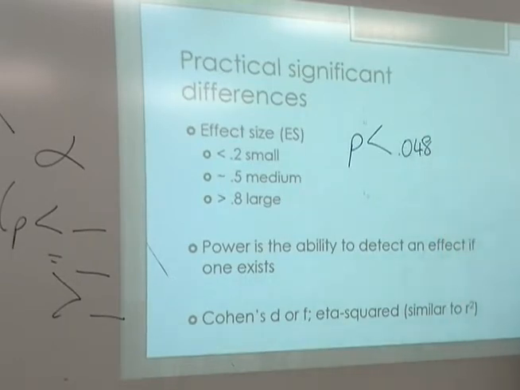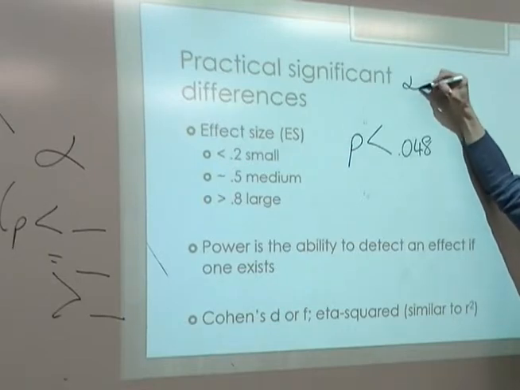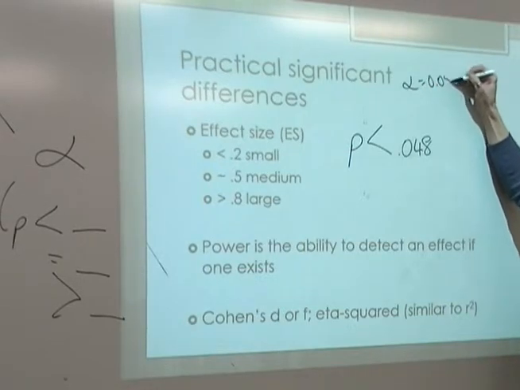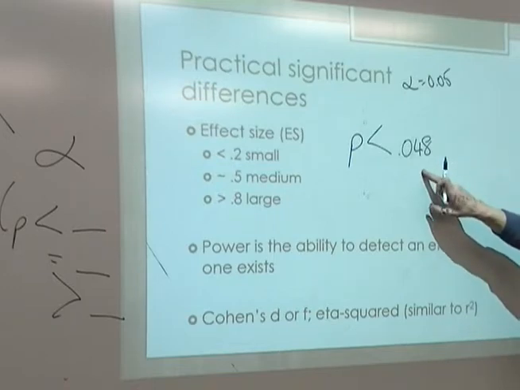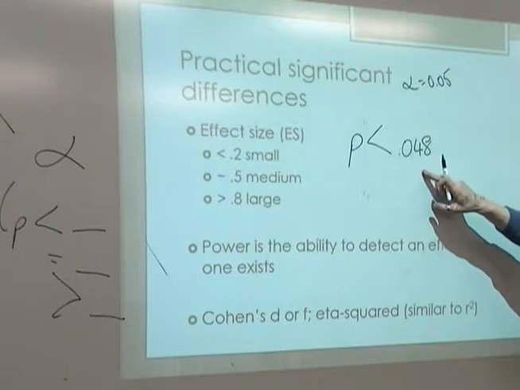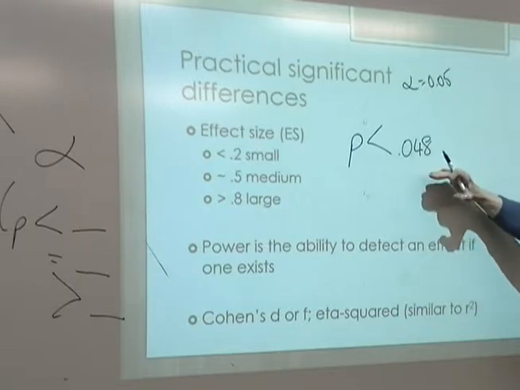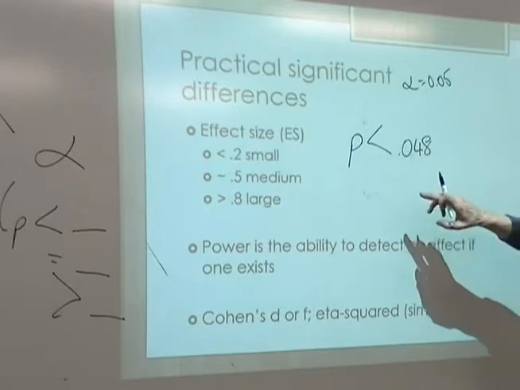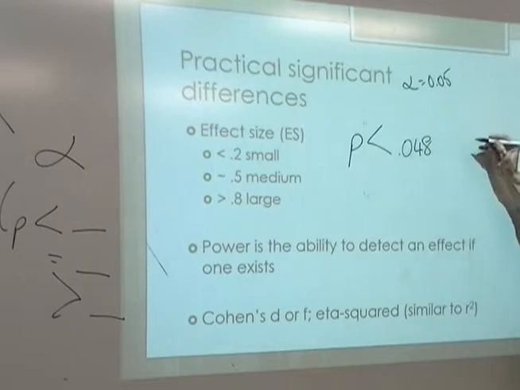0.048, right? If I set alpha at 0.05, then I made significance. I can report that I found significance because I did, right? That's not cheating. But if P is 0.048 and my effect size is 0.13, it means that this is no practical use to me whatsoever.